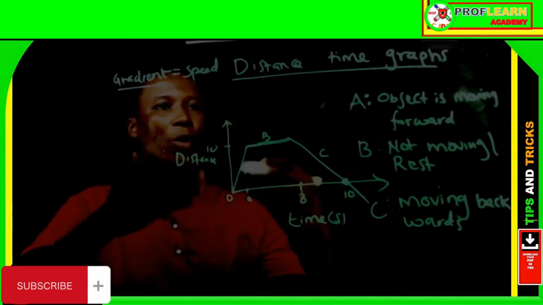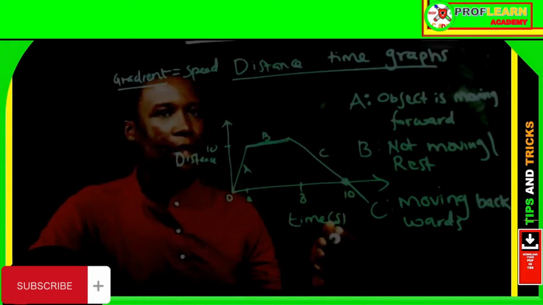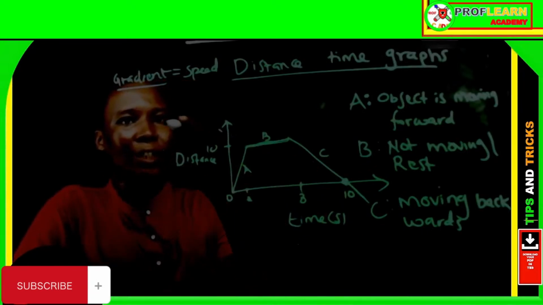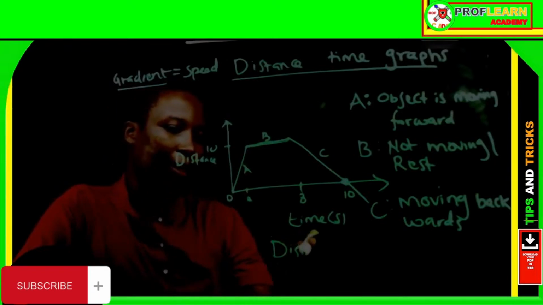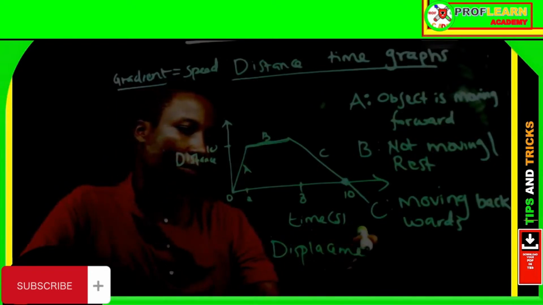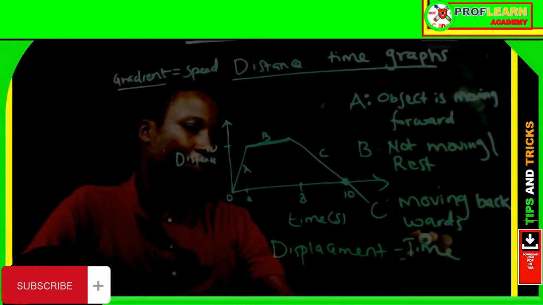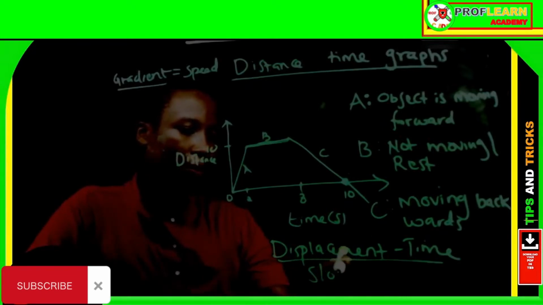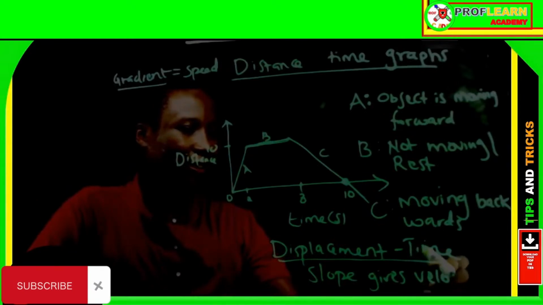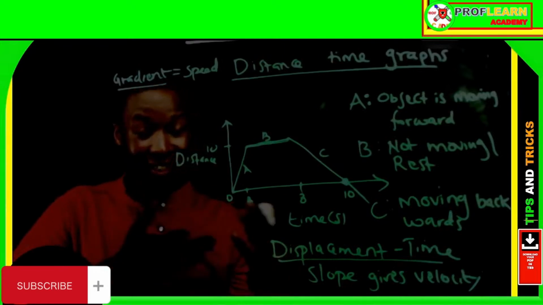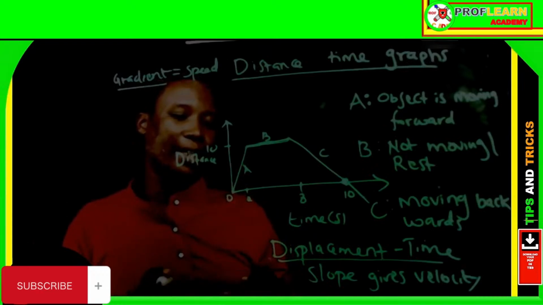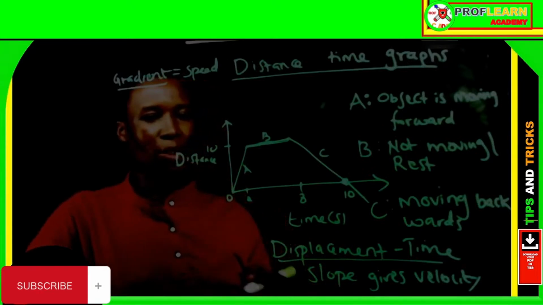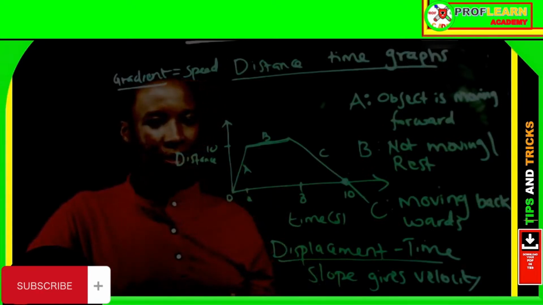These graphs will also represent displacement time graphs, but from displacement time graphs you are going to get velocity. If you have a displacement time graph, the slope gives you what? It gives velocity. Also, you need to understand the difference between speed and velocity. Speed is a scalar quantity, while velocity is a vector quantity because it has both size and direction.